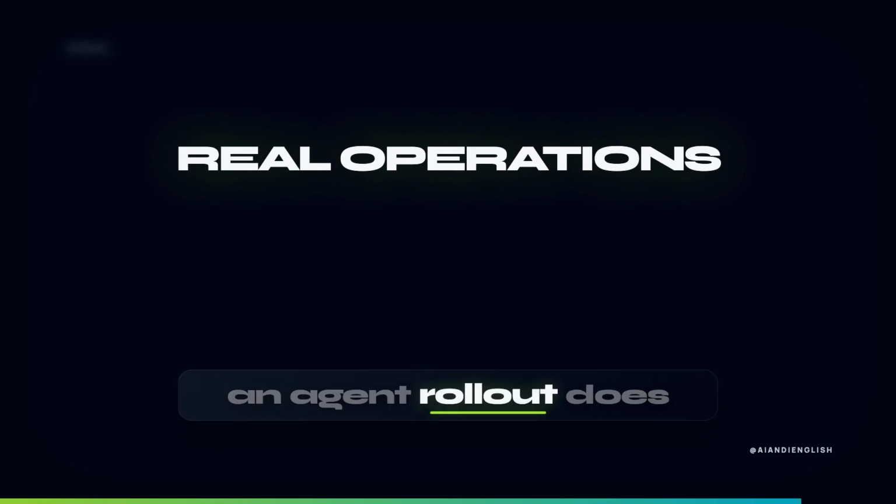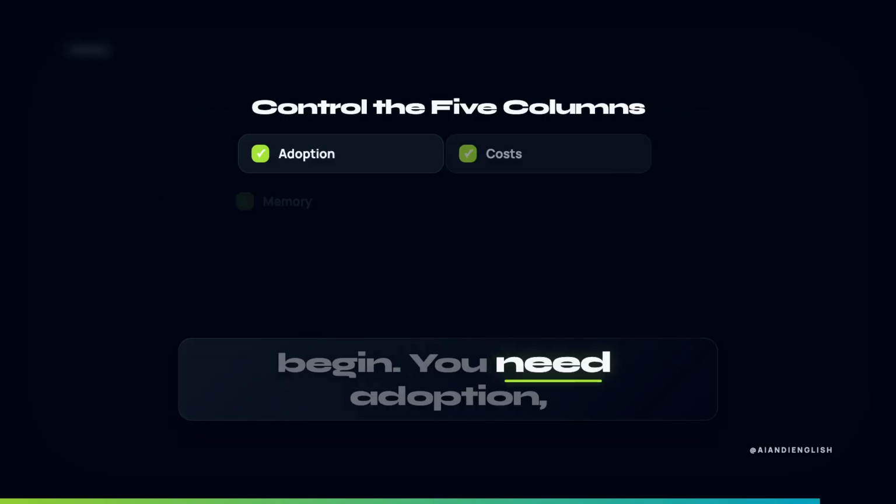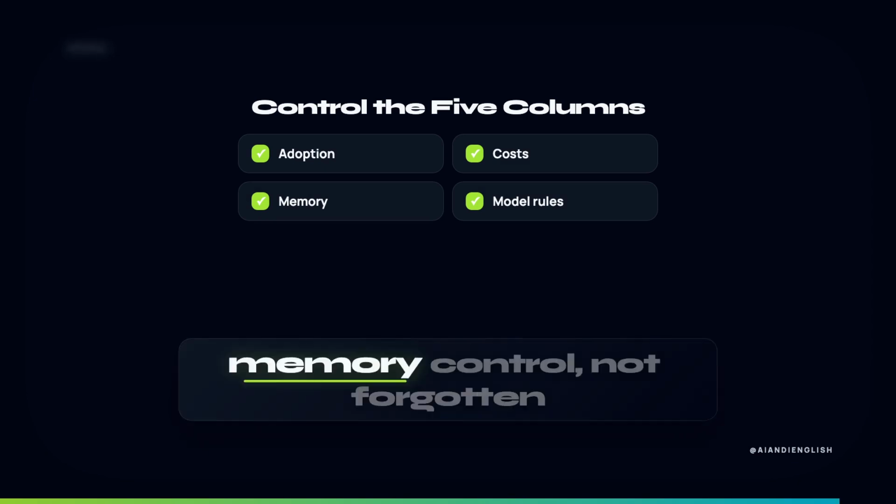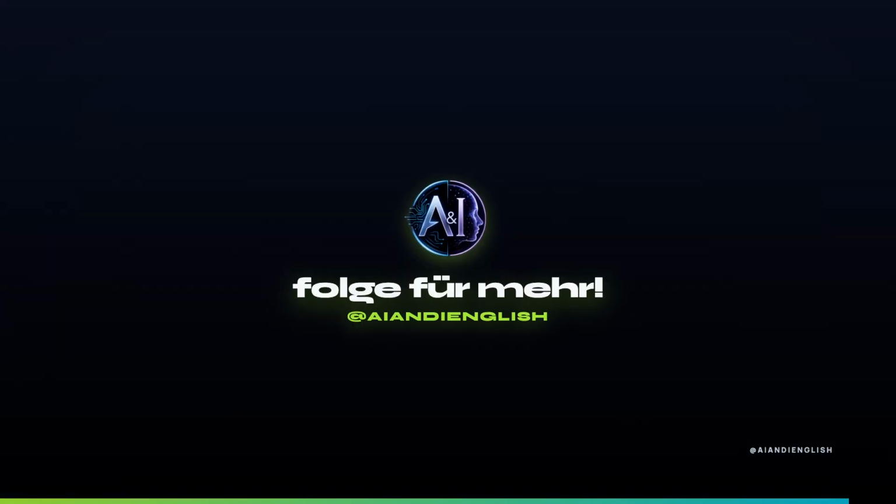In short, an agent rollout does not end when you enable the tool. That is when real operations begin. You need adoption, not just active users. You need cost control, not surprises. You need memory control, not forgotten facts. You need model rules, not unchecked growth. And you need a visible MCP surface, not invisible tool power.